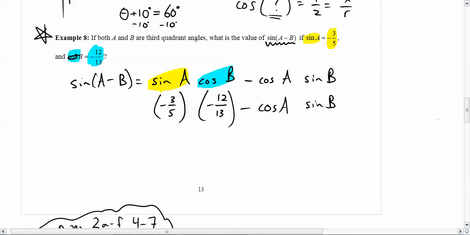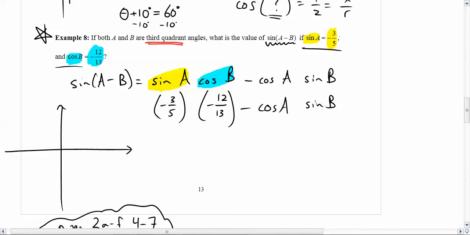But basically, these two come from two different triangles. So maybe I can draw those out and use some of the information that was given to me in the problem. Obviously, the third quadrant thing is going to be important. So let me draw these angles in the third quadrant. I know that sine is y over r. I know that r is always positive. So that means that I've got a y value of negative 3 and an r of 5. So I can make a triangle that goes down 3 and has a hypotenuse of 5.